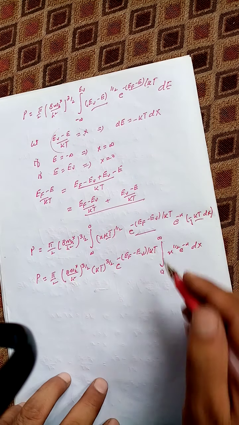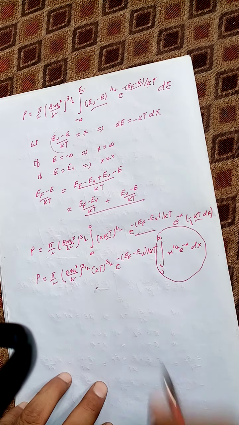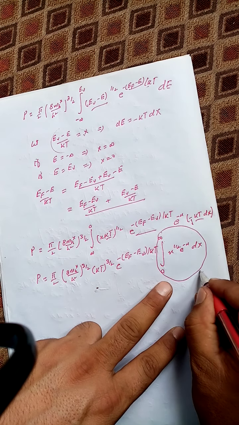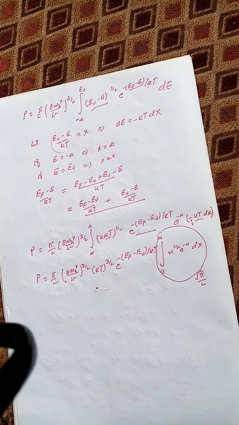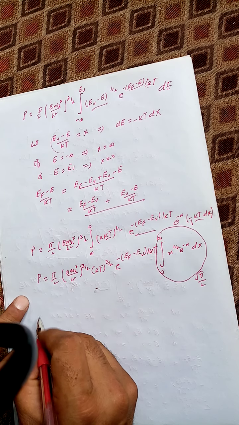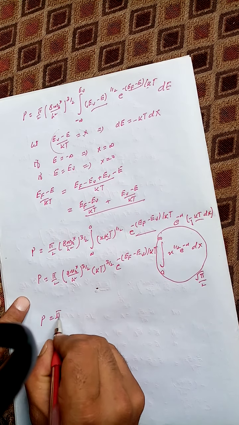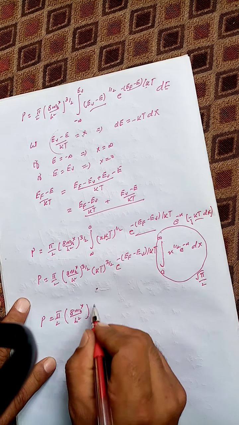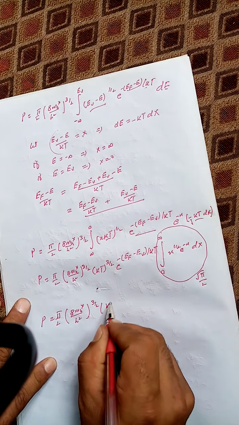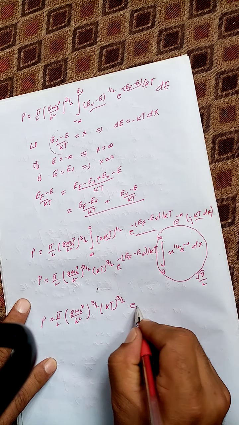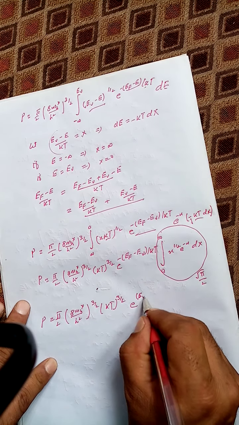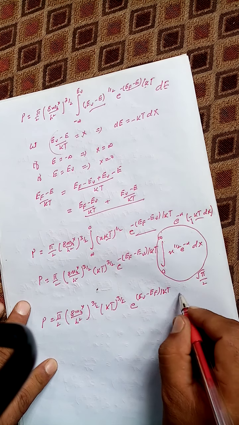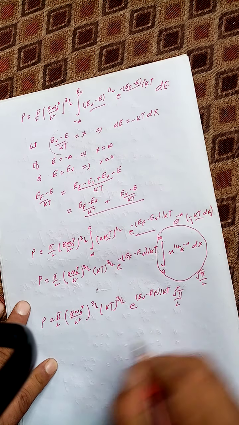Now this integral we already solved in the case of concentration of electron in the conduction band, and its value is square root pi divided by 2. If we replace that by this factor, we get p is equal to pi by 2, and we have (8 mh* over h square) whole 3 by 2, and we have (kT) whole 3 by 2, and we have e raised to the power (Ev minus Ef) over kT, and then we have square root pi divided by 2.